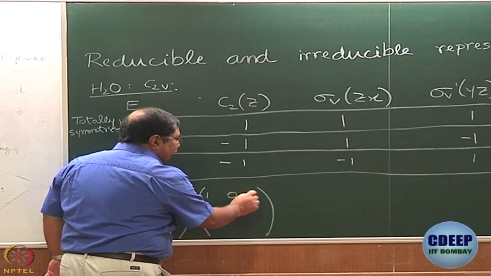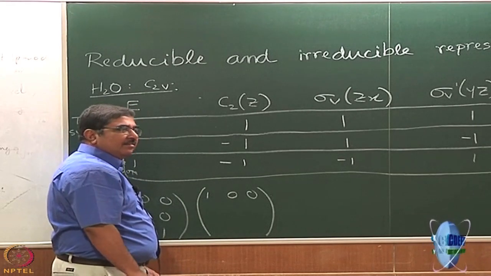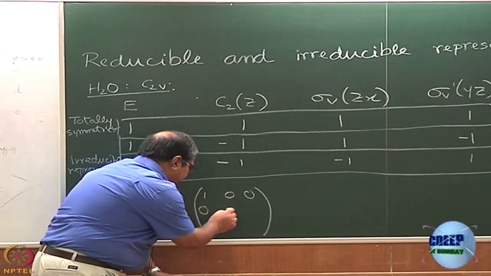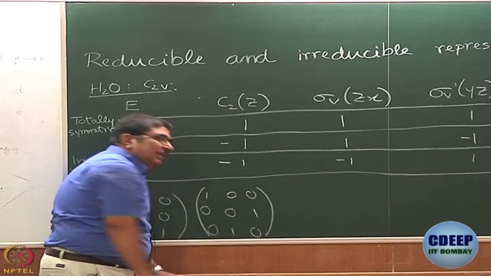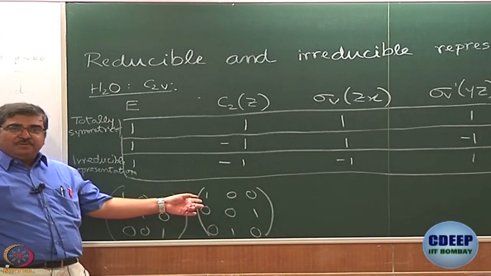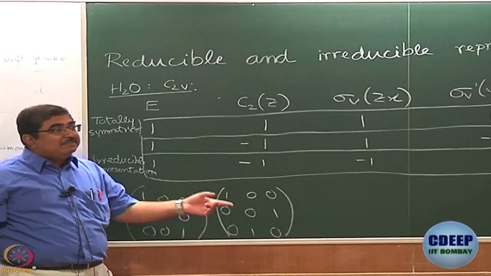1 0 0, no problem with that. Then 0 0 1, then 0 1 0. Now you see, you do not have a diagonal matrix anymore. Non-zero elements have gone off diagonal. Why? Because A becomes B and B becomes A.